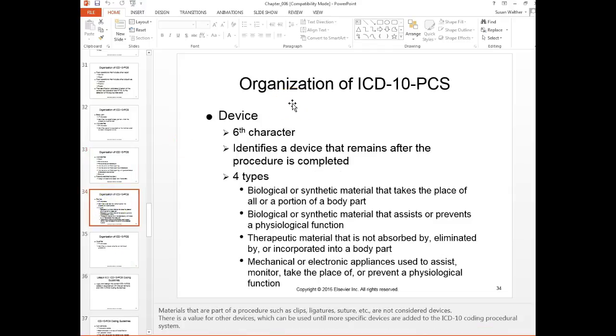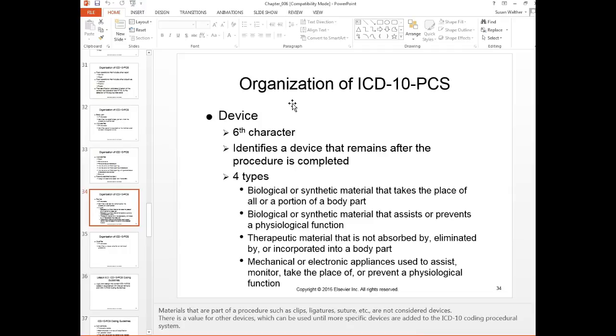Now I would like for you to turn to page 118 in your book, and we're going to talk about devices. Device is the 6th character, and the very important thing that you have to remember about this is that this identifies a character that remains after the procedure is completed. And there are 4 types of devices. There are devices that are materials that take the place of all or a portion of a body part. Devices that assist or prevent a physiological function. There is material that's not absorbed by, eliminated by, or incorporated into a body part. And then there are mechanical or electronic appliances that assist, monitor, or take the place of or prevent a physiological function.